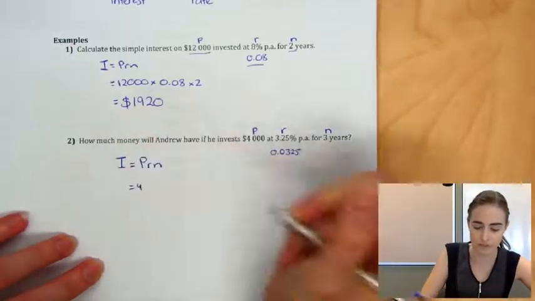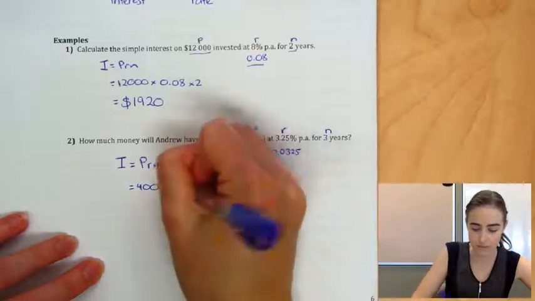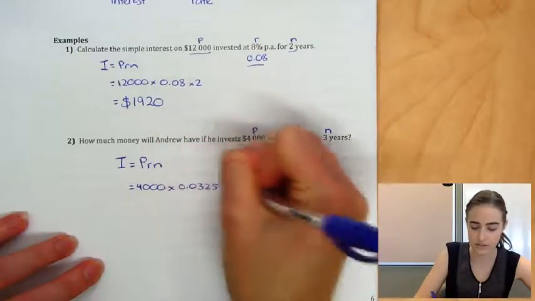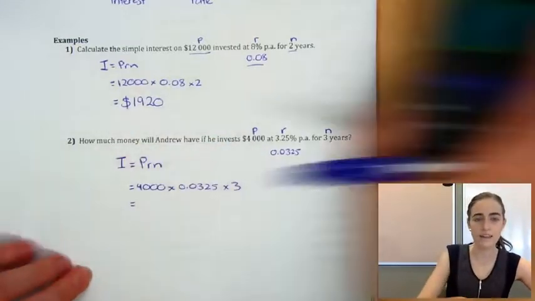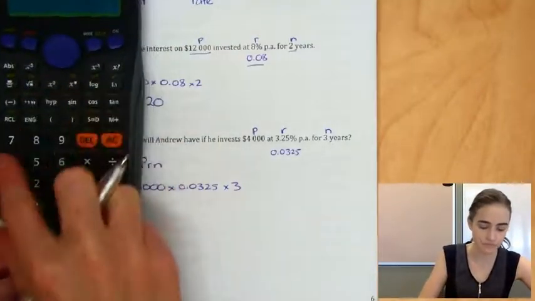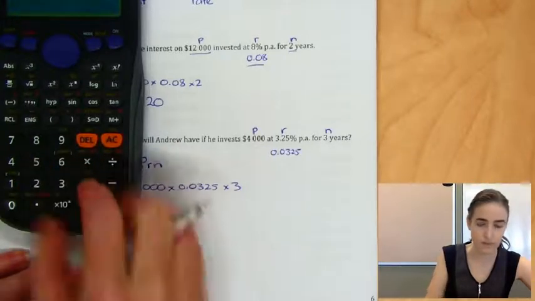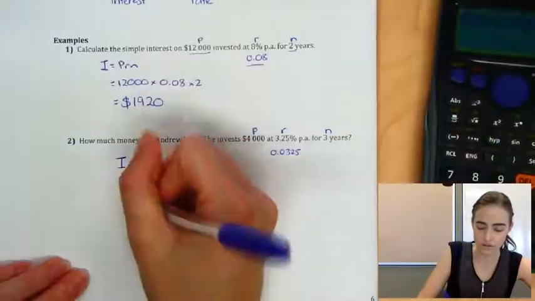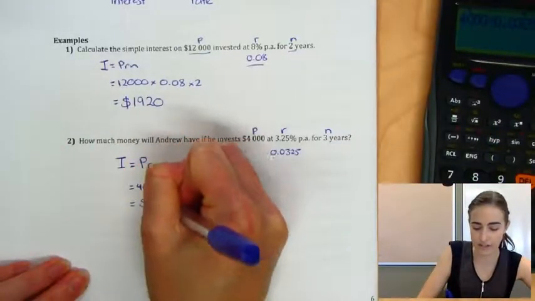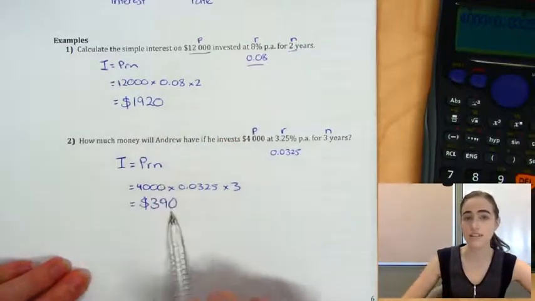So we'll fill those in. So we'll have $4,000 times 0.0325 times the 3 years. So putting all that in our calculator, and we'll end up with 390. So he's earned $390 interest.